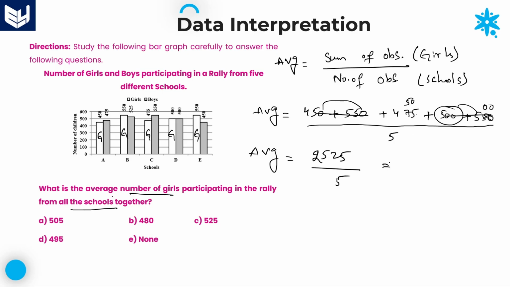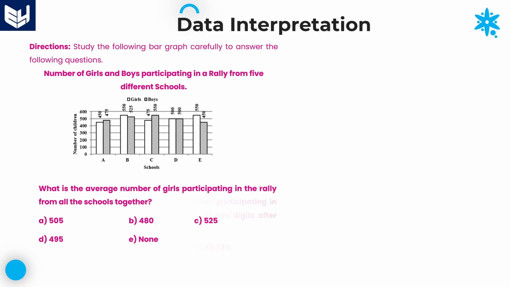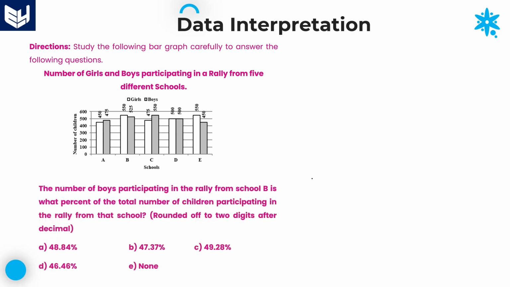Now you can calculate this value. 5 5s are 25. Next 0. Again 5 0s are 0, then 5 5s are 25. That will give us 505. Therefore, the required average number of girls participating in the rally from all schools together is 505. Option A is the right answer for this question. Option A. Last question in this session.